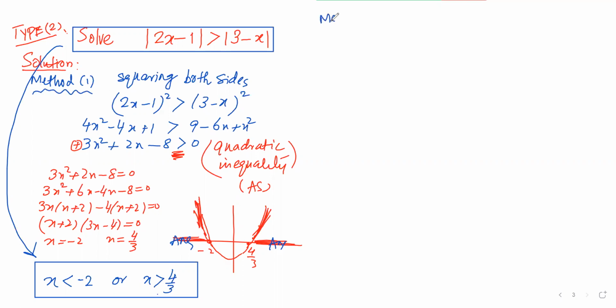So what is method 2? For method 2, we start with the same question: 2x minus 1 greater than 3 minus x, with modulus. So the question is to solve.